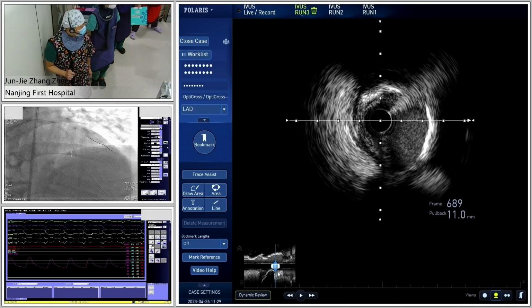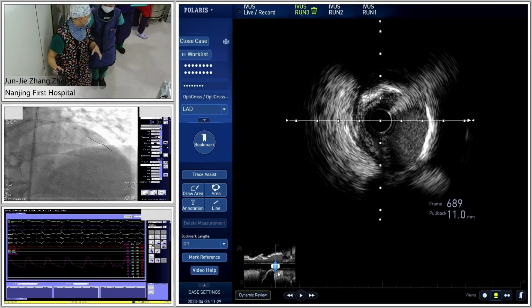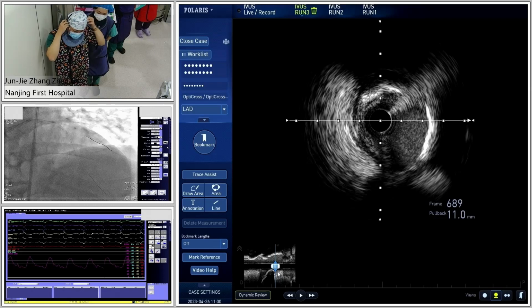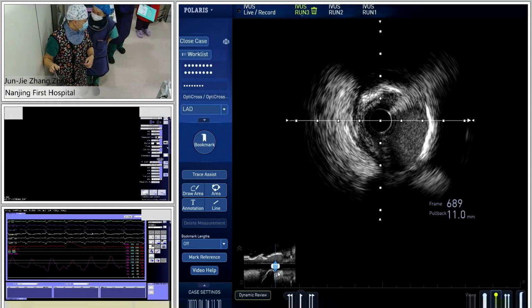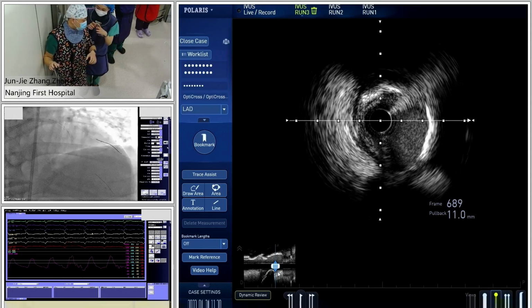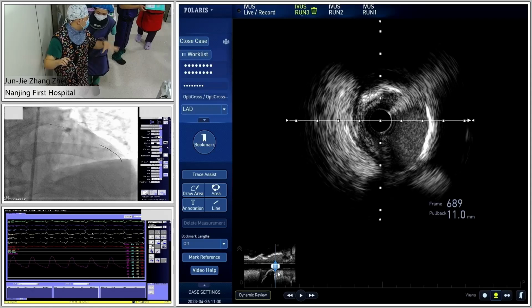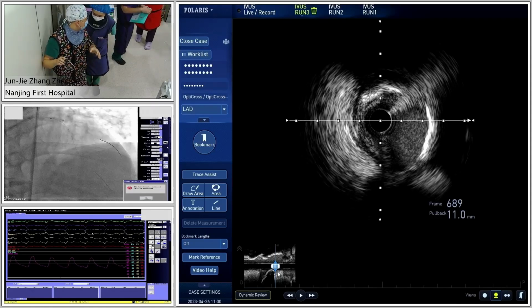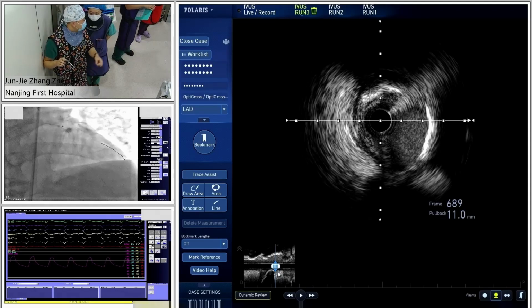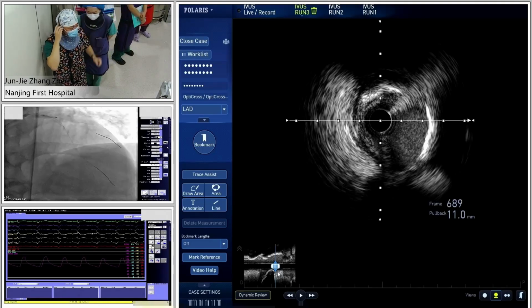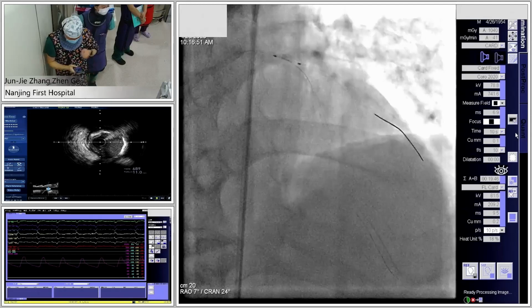I think this calcification is already prepared very well. So I want to do the DK crush for this diagonal bifurcation. First of all, I want to use the 2.5 semi-compliant balloon to pre-dilate this diagonal ostium. Then I use the 3.0 non-compliant balloon to pre-dilate the LAD. After lesion preparation of the ostial diagonal, we will use the 2.75 by 15 Jacket Loading stent to treat the diagonal lesion.